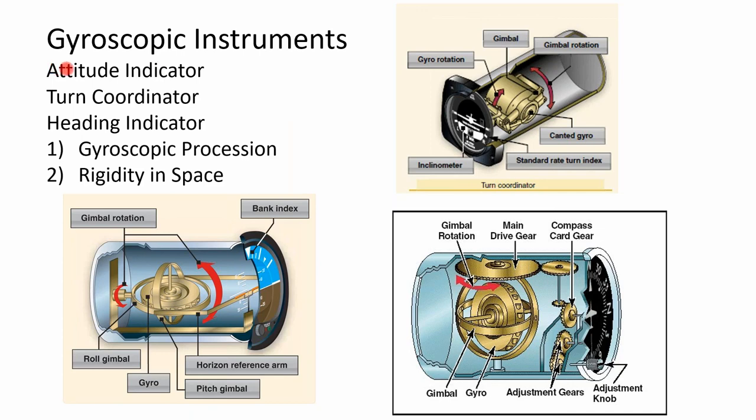But just quickly to go through them, an attitude indicator, which is right here, shows you what the attitude of your airplane is. All these work on the gyroscopic principle of rigidity in space. I always think of these as the compass principle, and they need a vacuum system to run. Nothing on your glider is going to turn a vacuum system fast enough to run these.